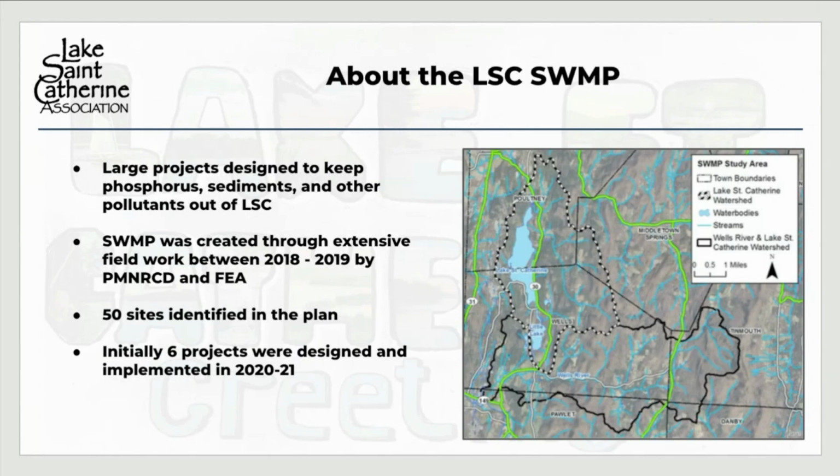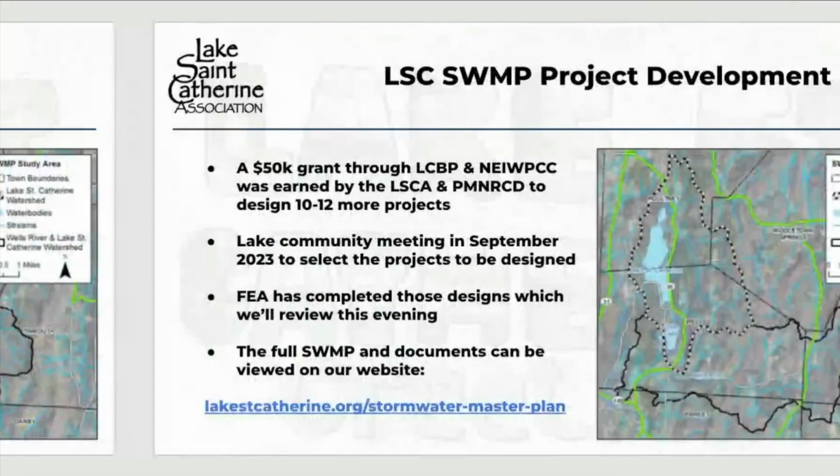As I mentioned, the Stormwater Master Plan was created through extensive field work by Poultney Mettowee Natural Resources Conservation District and Fitzgerald Environmental between 2018 and 2019. At that time, 50 sites were identified where there was an issue of stormwater coming into the lake. And initially, as part of that project, 6 projects were designed and implemented. What we're going to talk about today are 10 to 12-ish more that were funded as part of the grant that we talked about at the beginning.